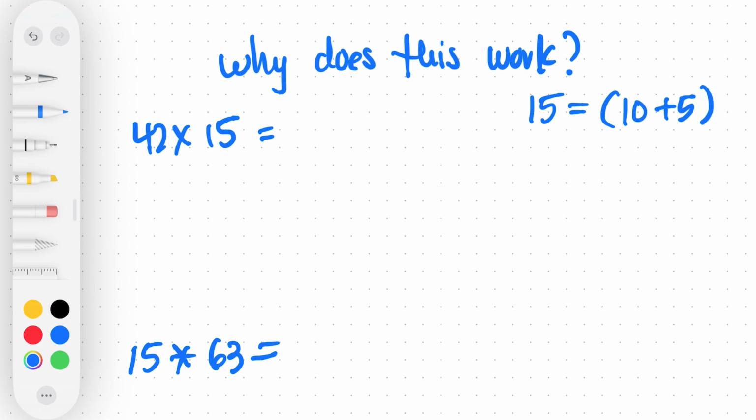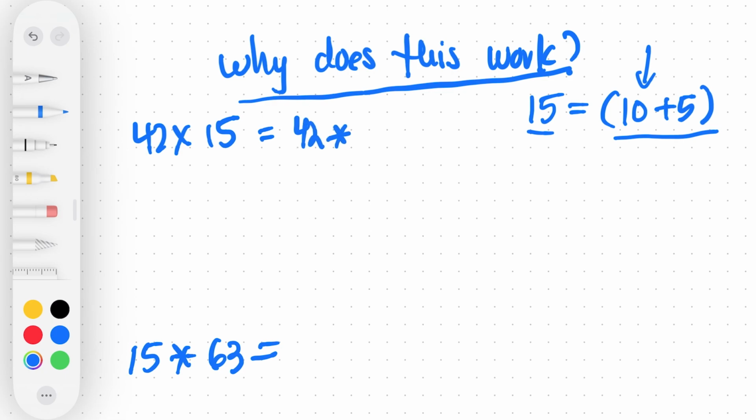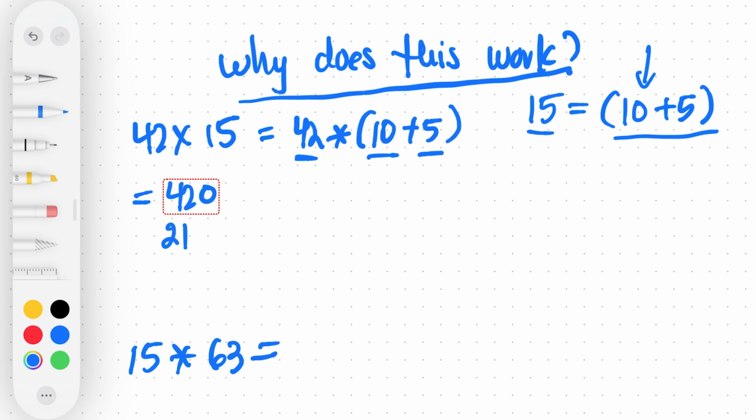So the real question here is, why does this work? In order for us to do that like we've been doing before, we're going to get the 15 and rewrite it as 10 plus 5. 10 is our best friend in this case to learn the trick. So instead of saying 42 times 15, we're going to say 42 times 10 plus 5. So 42 times 10, that's equal to 420. And then 42 times 5, going back to the 5 trick, we're going to cut this in half, which is 21, and put a 0 because it's an even number.